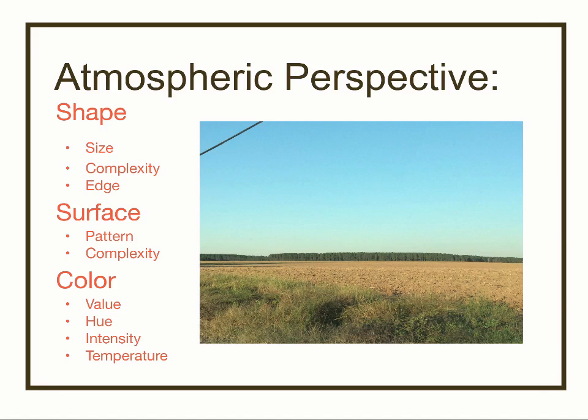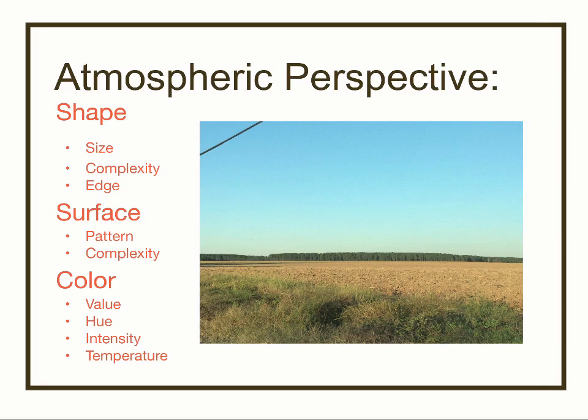Surface is the second element that's really impacted by atmospheric perspective. And the way that surface changes is in some ways similar to shape. The patterns that help us perceive surface, the patterns of light and dark, simplify as you go back into space. And complexity simplifies as you go back into space. And what that means is that surfaces that appear rough in the foreground will appear smooth in the background. So you can have a wide range of surfaces in the foreground from rough to smooth. You will not have rough surfaces in the background, not in the far distance. It will appear almost completely smooth.